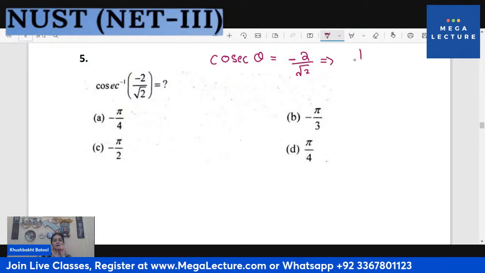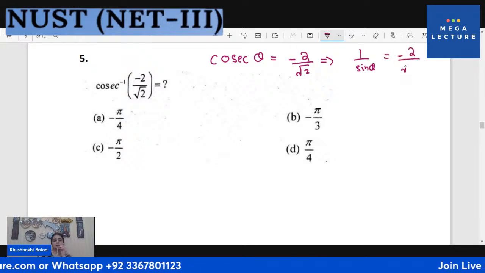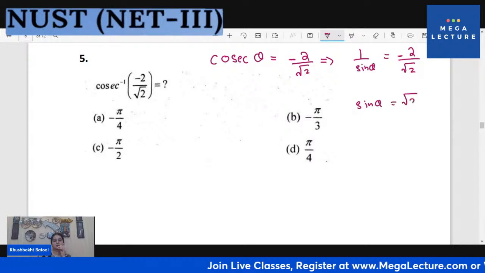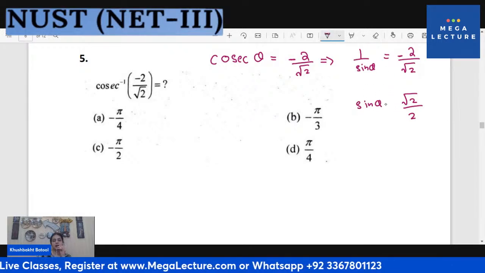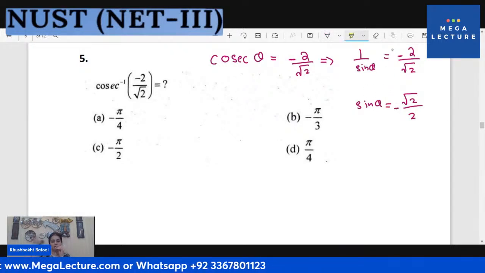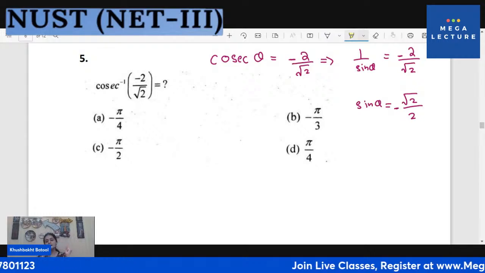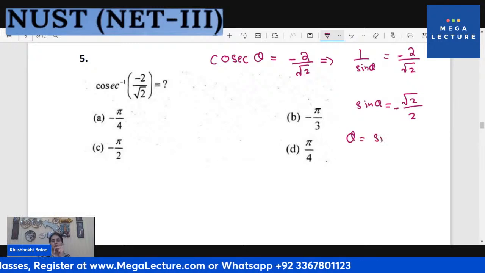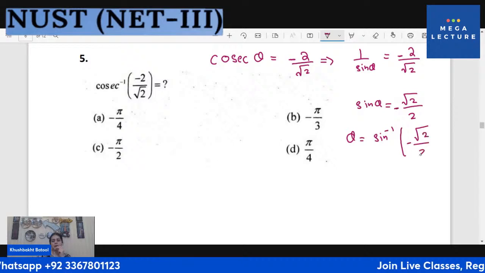So I'll write it as 1 by sine theta, and it is equal to minus 2 by root 2, and upon simplification I would get sine theta equals minus root 2 by 2. Okay, now this is the point which I was talking about when I was explaining those tables and the properties. Now you need to find the value of theta where sine theta is minus root 2 by 2. In short, you need to find theta equals sine inverse minus root 2 by 2.